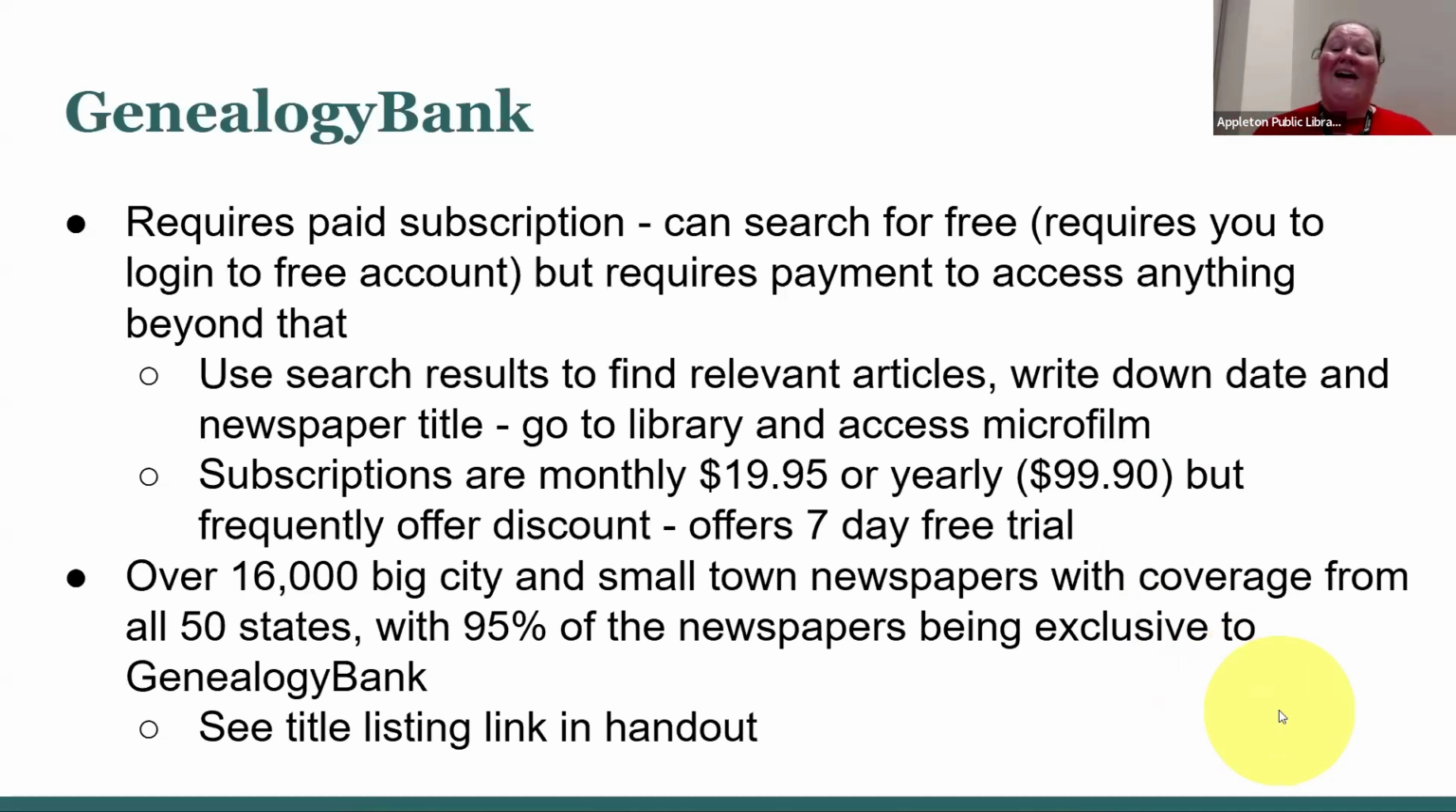On Genealogy Bank, they have over 16,000 big city and small town newspapers with coverage from all 50 states. And the great thing about Genealogy Bank is 95% of the newspapers that they have on the site are exclusive just to that site, meaning you're not going to find it on Newspaper Archive or newspapers.com. It's only available on Genealogy Bank, which sometimes is a good thing, sometimes is a bad thing. It means you need to have another subscription then in order to get access to 95% of the papers.